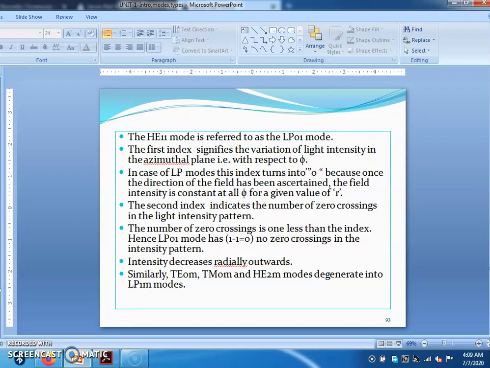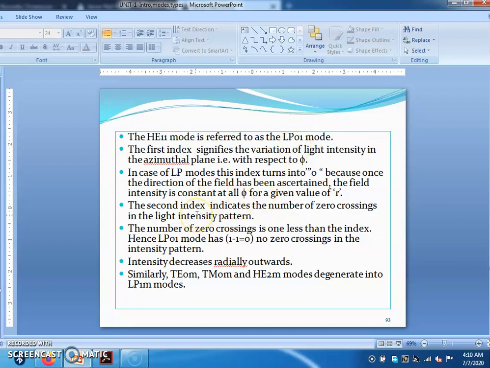HE11 mode is known as LP01 mode. LP refers to linearly polarized mode. Here two indices are there. The first index signifies the variation of light intensity in the azimuthal plane. It says about the light intensity variation.